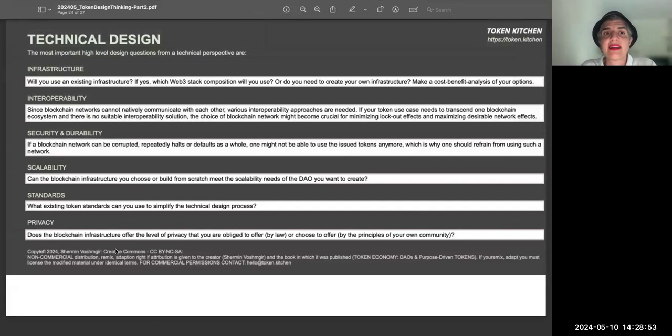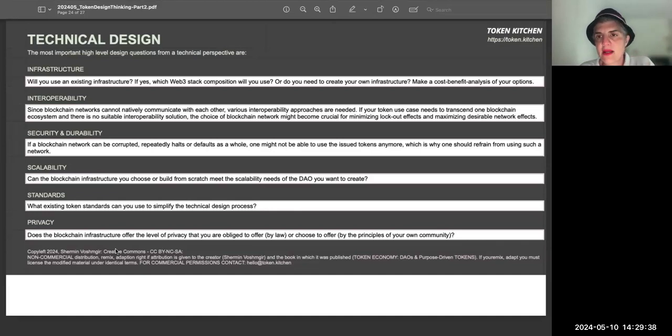Technical design, last but not least, are very important questions, but they come at the very end, unless what you are building is a blockchain network, a technical infrastructure, kind of Web3 infrastructure itself. But if you're building a decentralized organization or some token system on top of Web3, then the technical design questions come, I think, are one of the last questions. So the question here is infrastructure. Will you create your own Web3 infrastructure, your own blockchain network, or will you use an existing blockchain network or blockchain infrastructure?